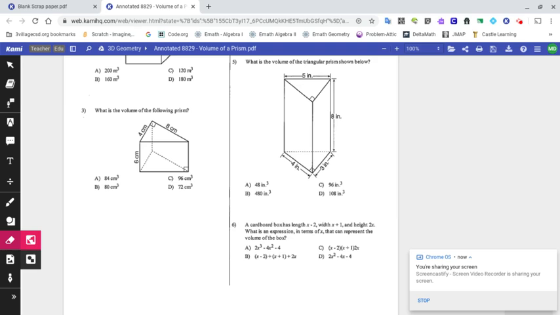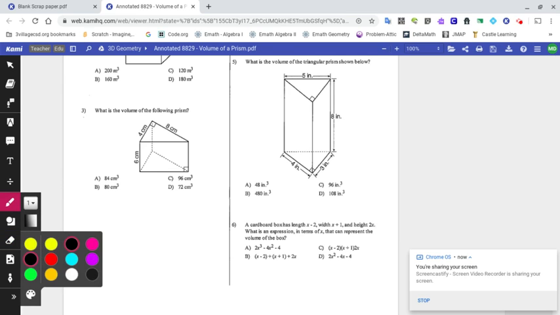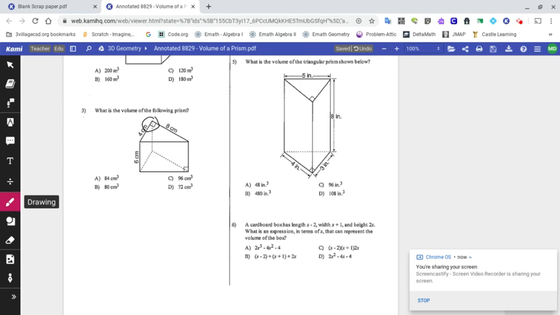Okay, we have a right triangular prism. It's a right triangle because you have a right angle, of course. You have a right triangle as its base, and then its height is 6. So the volume equals the area of the base times the height. The base is the right triangle, so its area is 1/2 its base times the height, and then times the height of the prism.